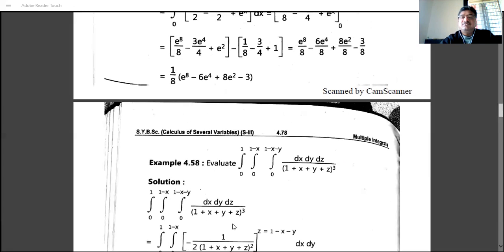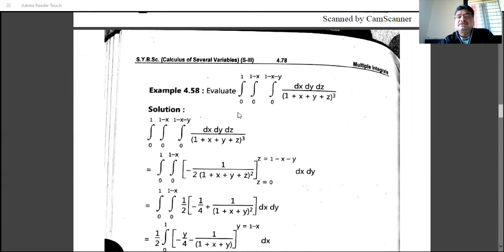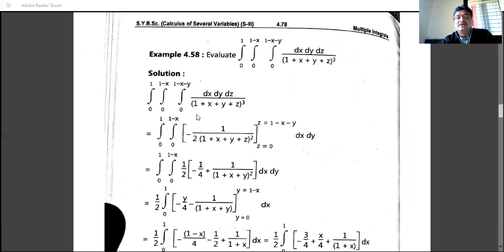Okay. Similar problem: evaluate the integration 0 to 1, 0 to 1 minus x, 0 to 1 minus x minus y. This limit is in terms of x and y. So this is the limit on z, this is the limit on y, and this is the limit on x. So write that sequence: first dz, then dy, and then dx.